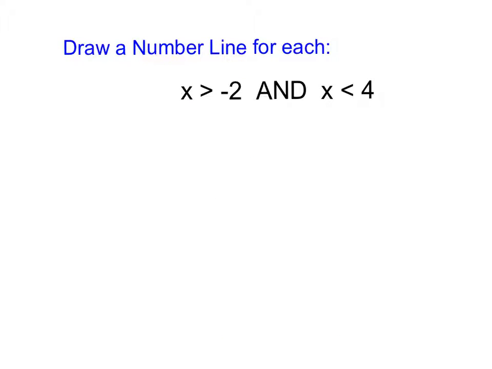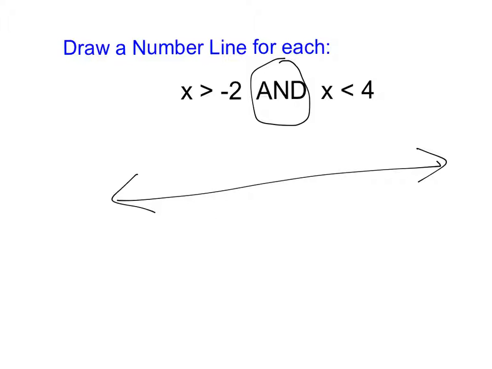So this first example, obviously, because it says so, is an AND statement. These should shade towards each other. Let's see if they do. You would draw your number line, starting with 0 in the middle. X is greater than negative 2. Here's negative 2. That would be an open circle. X is less than 4. 4 would be to the right of 0 because it's positive, and that would also be an open circle.